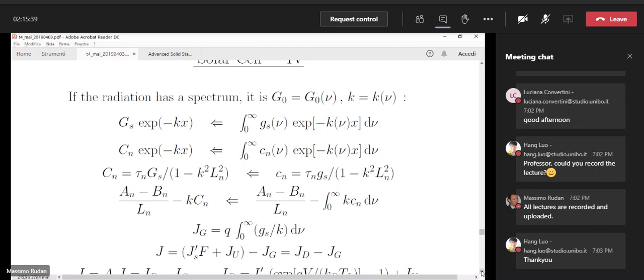But this is an easy matter because instead of taking a single expression for the generation term, we take the elementary generation at frequency ν. So we consider small g such that small g times dν is the number of generations per unit volume and time at frequency ν. Then we multiply this by the absorption term, exponential of minus kx, and then we integrate over the spectrum of the radiation from 0 to infinity, okay?